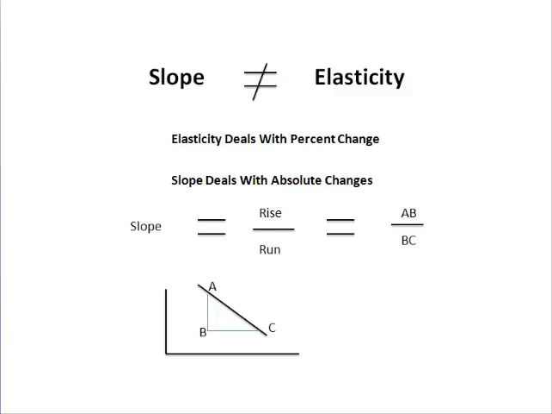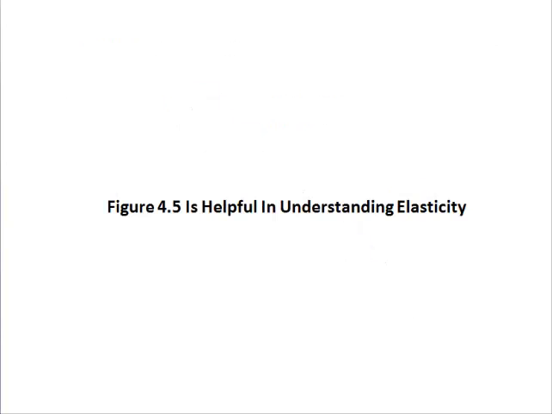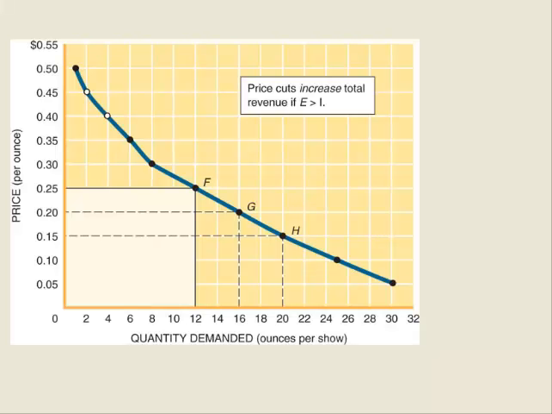And now let's go to a normal demand curve. So what you see is that a normal straight line demand curve includes a region that is elastic as well as including a region that is inelastic. And we know that the slope of a straight line is constant throughout, so that signifies that slope and elasticity must be different. So now let's go to figure 4.5. It is helpful for understanding.